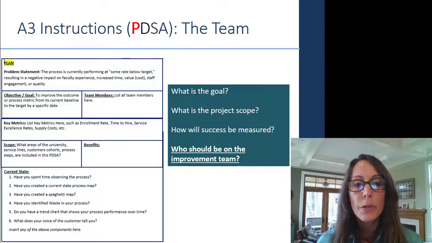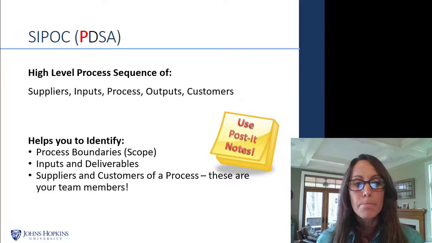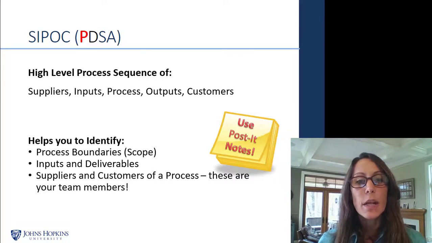One of the last components of the upper left-hand quadrant of our A3 in the plan phase is figuring out who should be in our team. There's a tool for this. Obviously you can think through in more of an informal way who touches the process, what customers are receiving the outputs of the process, and typically those are the people that you want represented on the team.